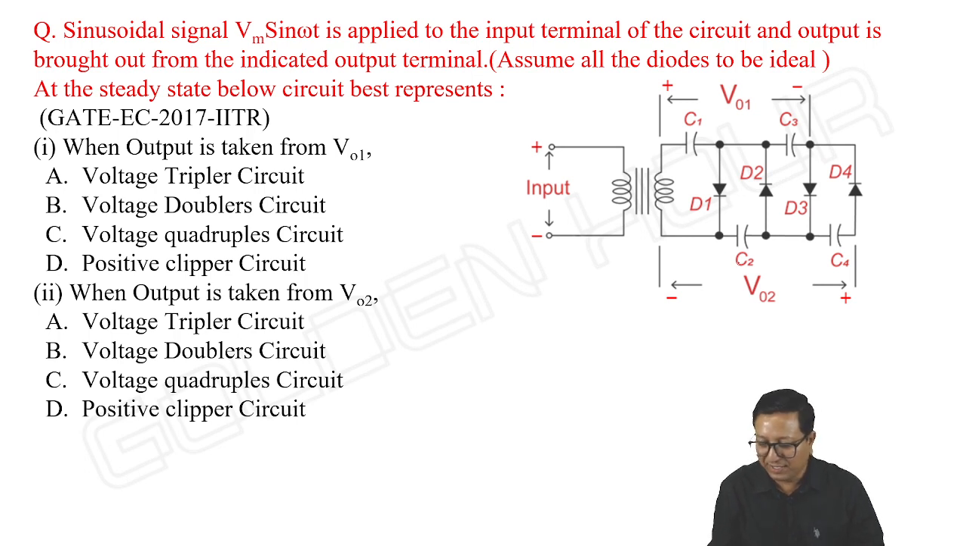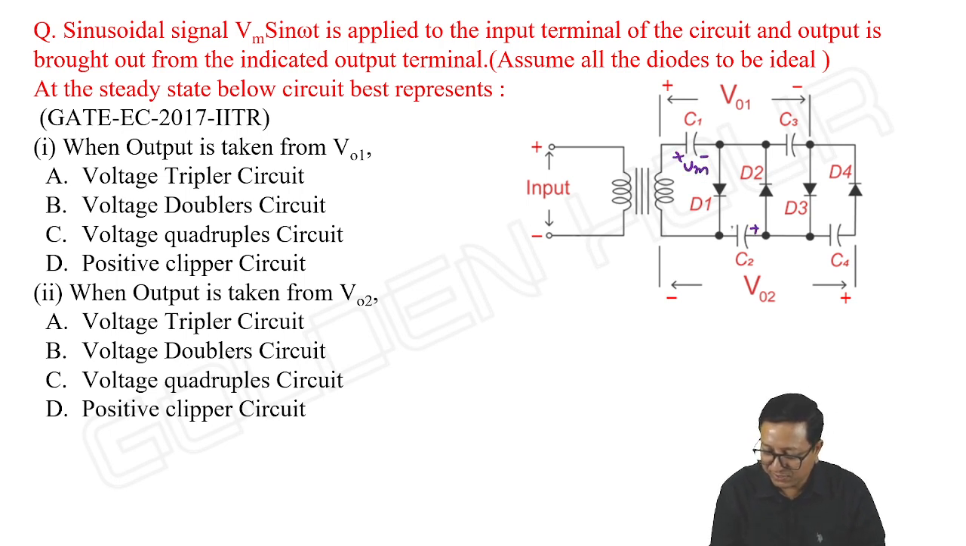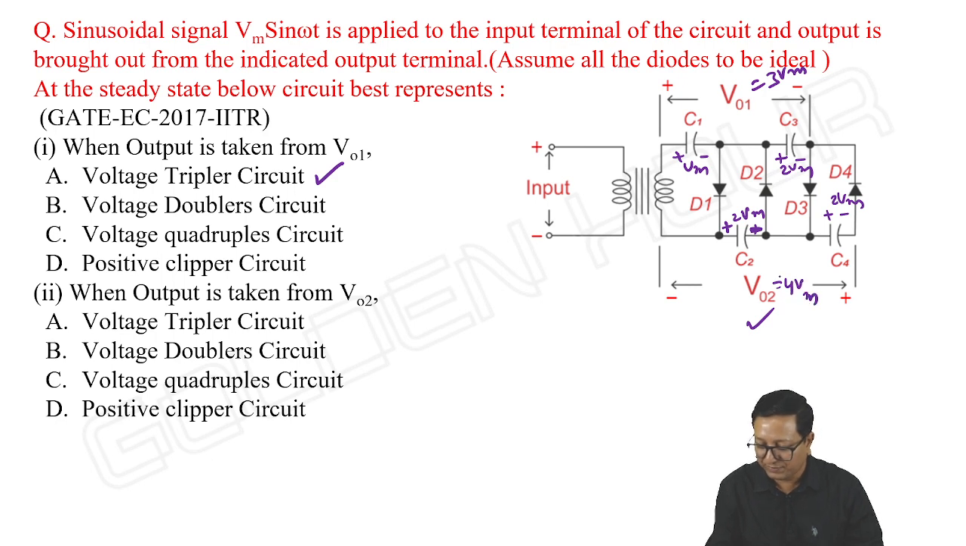So we are well aware of this. It is a voltage, if you take plus minus, it will charge up to Vm, and next it will charge up to plus minus 2 Vm, next again plus minus 2 Vm, and here plus minus 2 Vm. So VO1 is equal to 3 Vm. The output is taken from VO1, so it is a voltage tripler circuit. And VO2 is equal to 4 Vm, with negative sign.